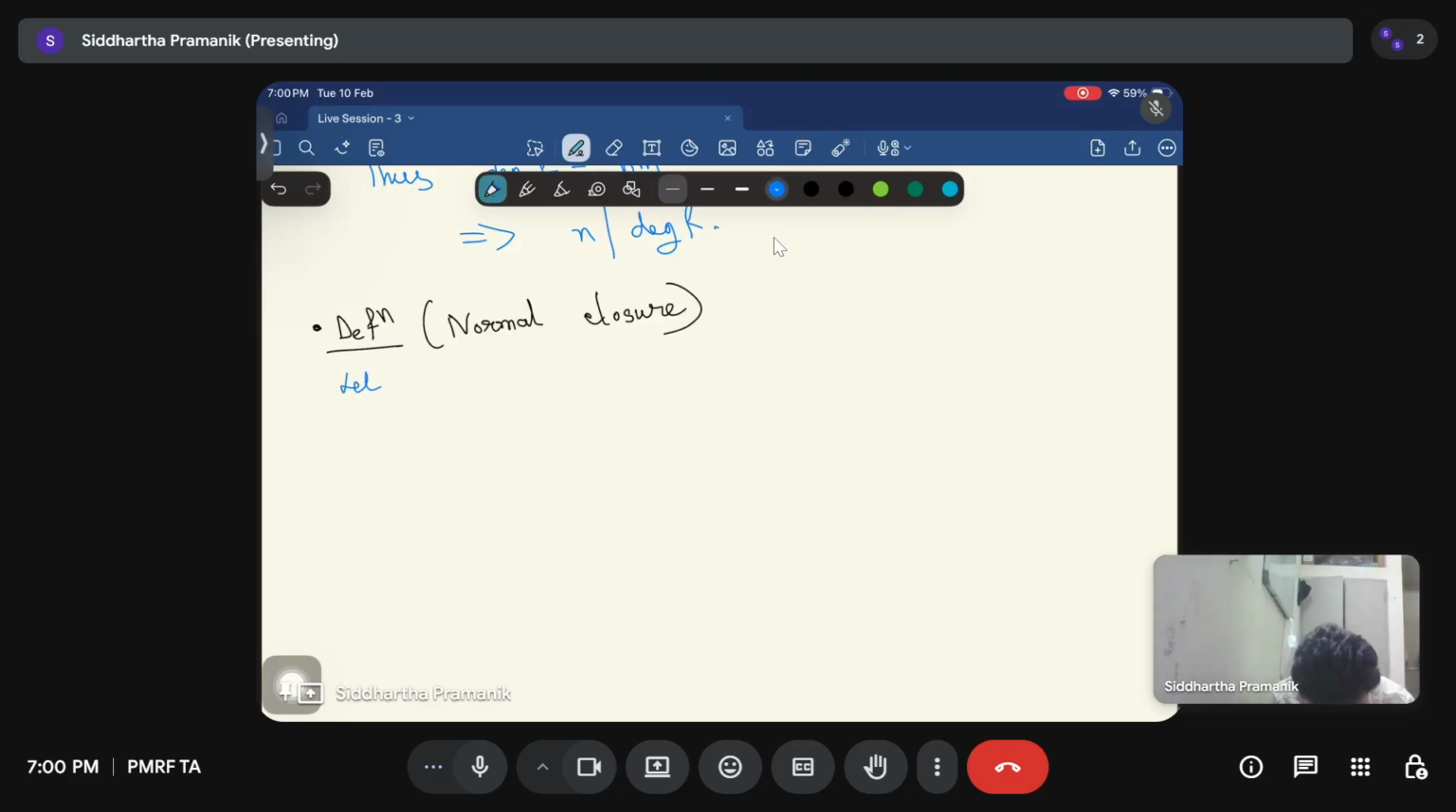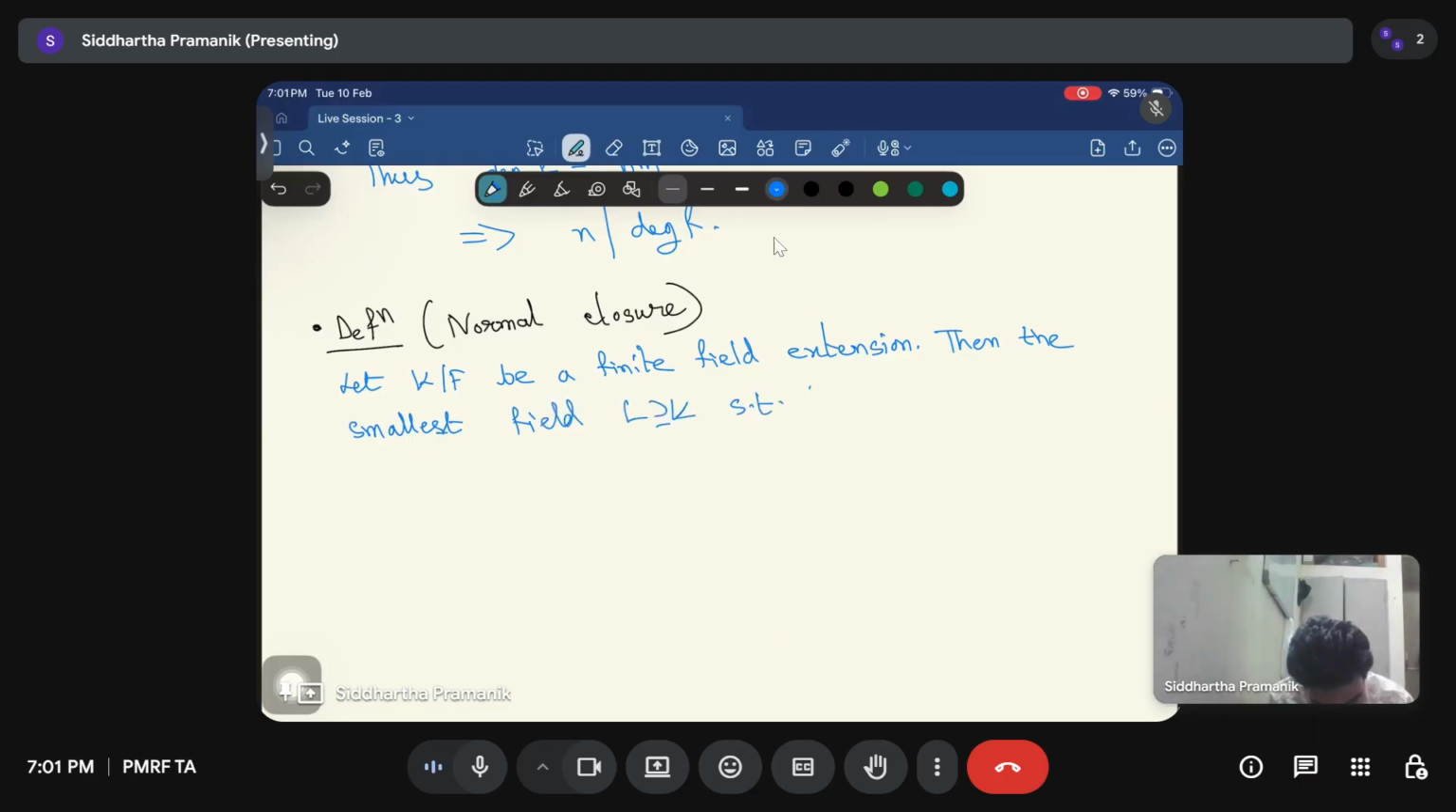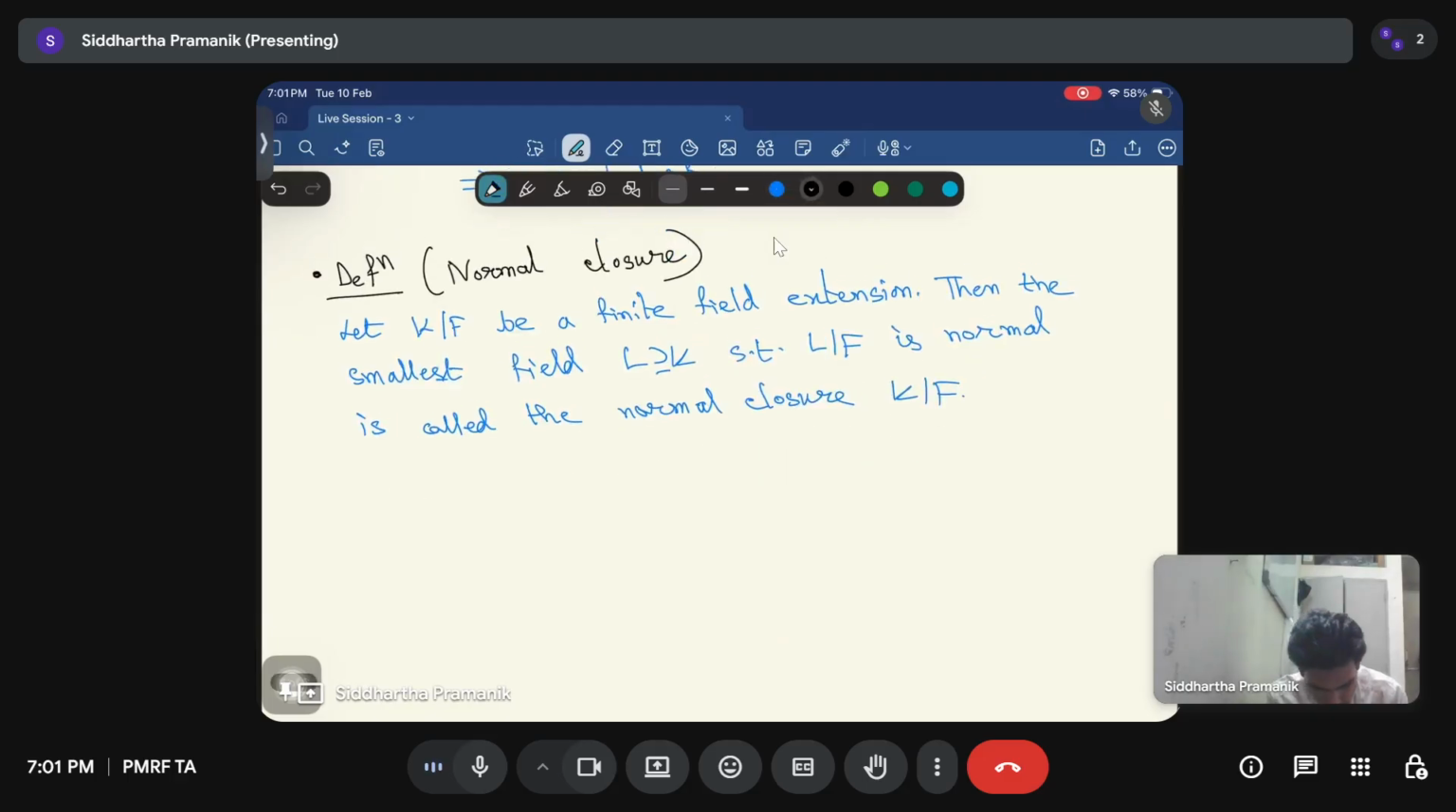So let K over F be a finite extension. Then the smallest field L which contains K such that L over F is normal is called the normal closure of the extension K over F. So let's prove its existence.